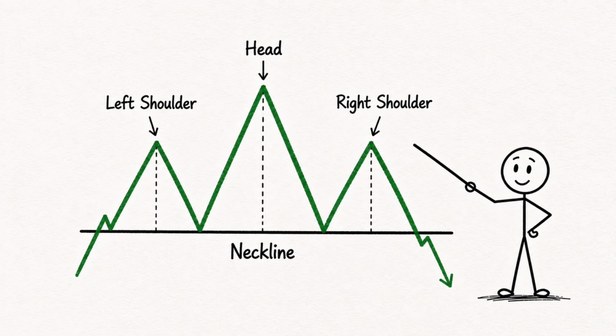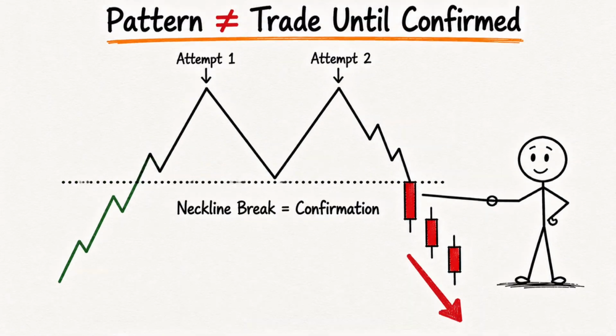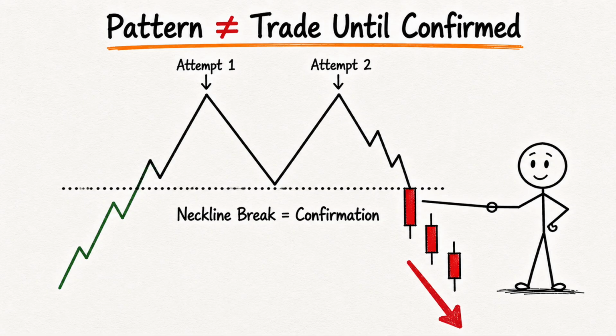3. Reversal patterns. Now let's flip the idea. Instead of trading continuation, what if the trend itself is dying? That's where reversal patterns come in. One of the most famous is the head and shoulders. You have a left shoulder, a higher head, and a right shoulder. But here's the important part. The shape itself isn't the trade. The neckline break is the confirmation.